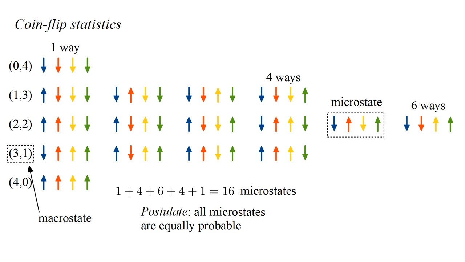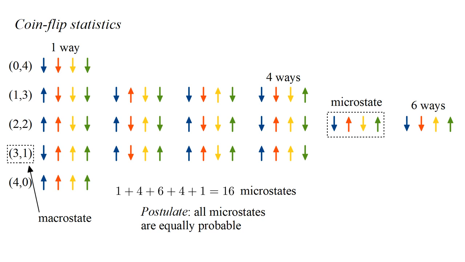To do this, we need to make an assumption. We'll call this our fundamental postulate, which is, all microstates are equally probable. This will be true if each coin is fair, meaning it has 50-50 probability of landing heads or tails, and if the coins are independent. That is, the outcome for one coin has no effect on the outcome for another coin.